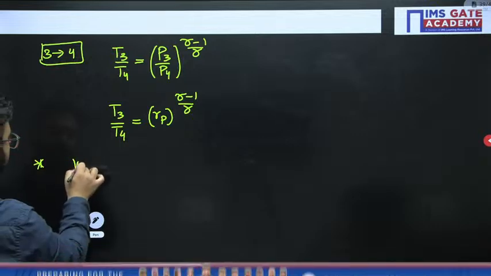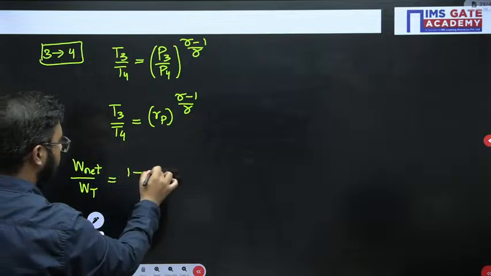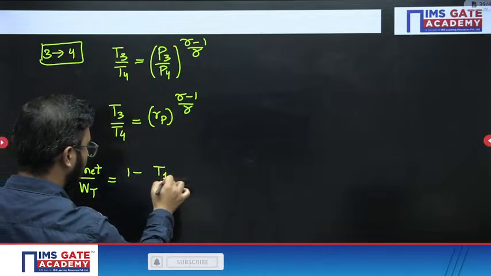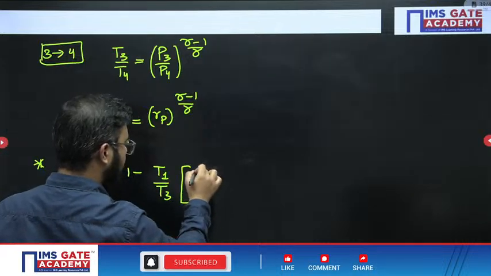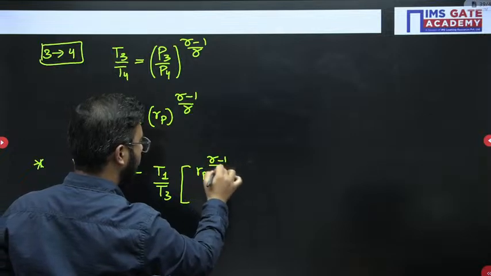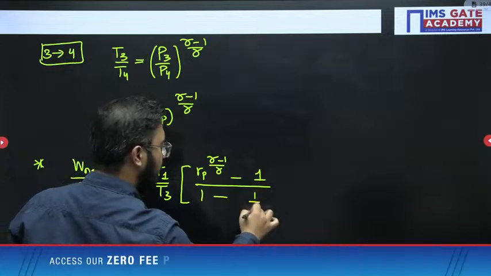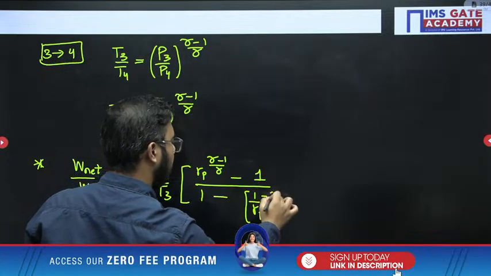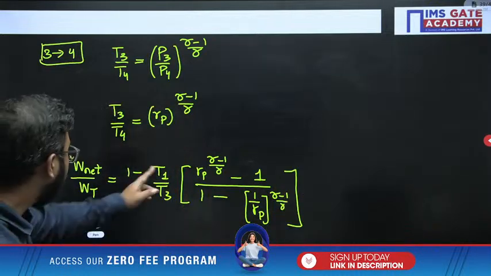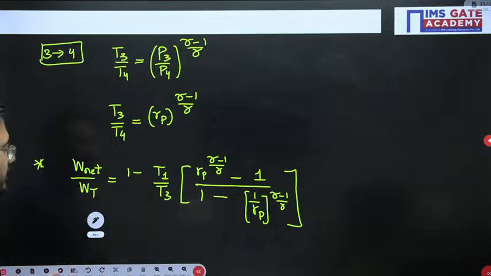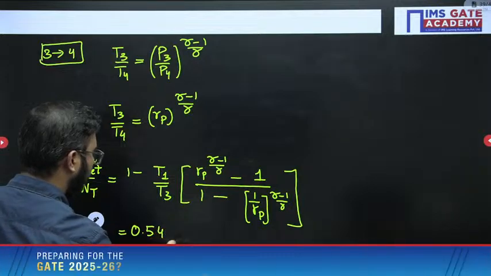So as we have written, net work by turbine work is 1 minus T1 by T3 times Rp to the power gamma minus 1 upon gamma, divided by 1 minus 1 upon Rp to the power gamma minus 1 upon gamma. Directly I will write in terms of Rp. Rp value is already given as 6. T1 is already given 300. T3 is what? 1100. So the answer you will get is approximately 0.54. That is the answer.